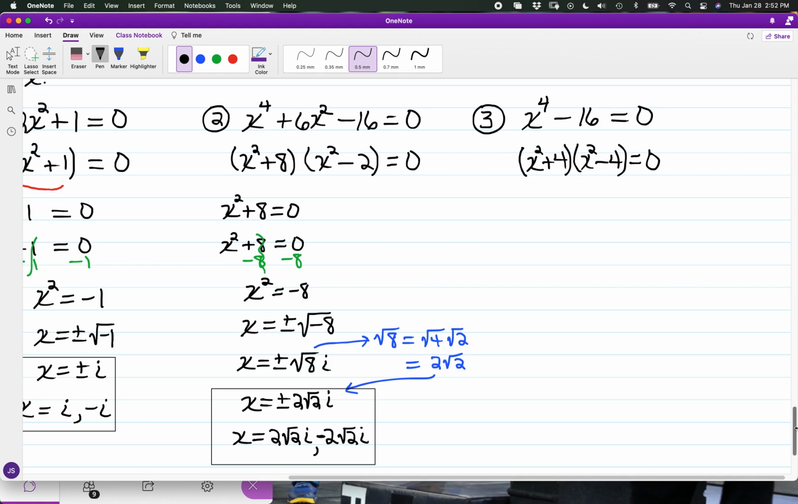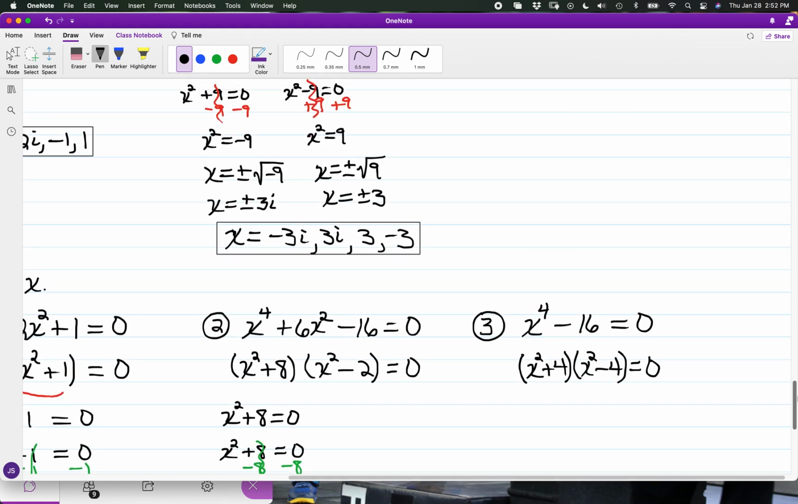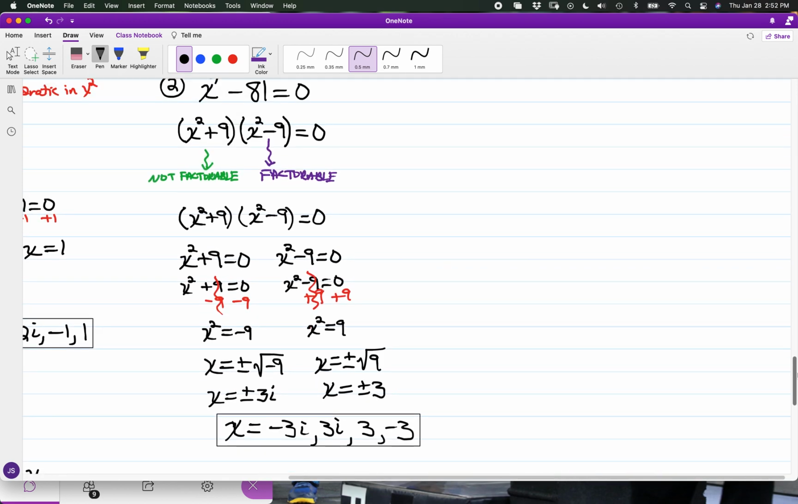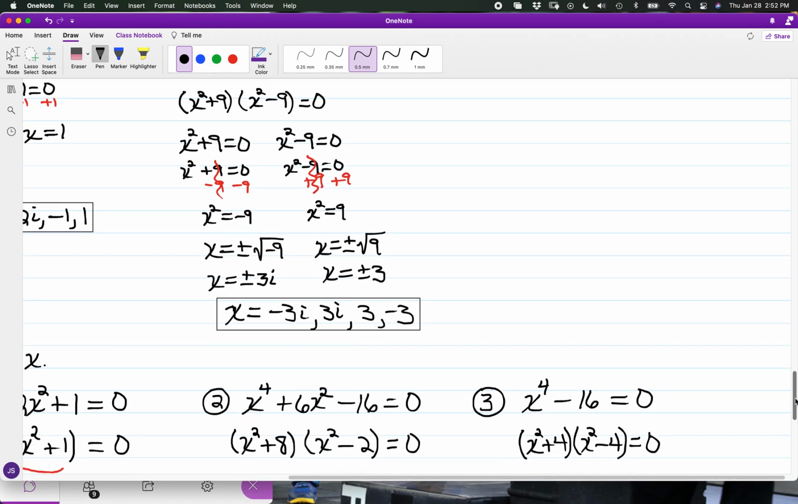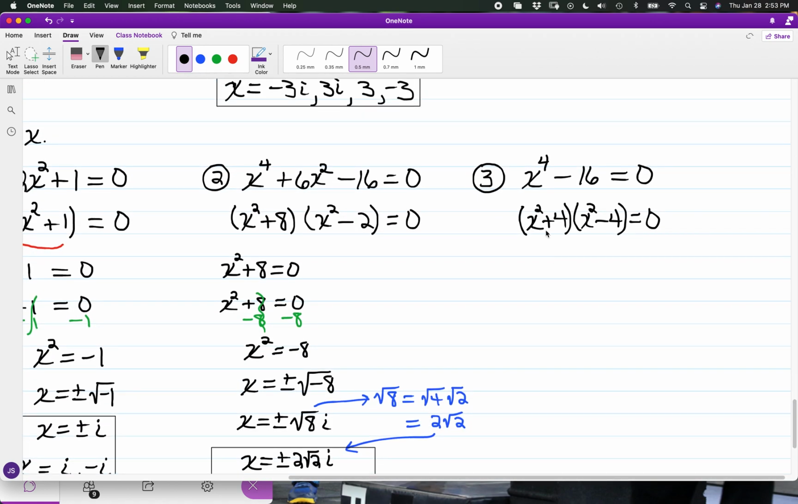Now, from the example before, when I had x squared plus 9 and x squared minus 9, I said x squared plus 9 was not factorable. x squared minus 9 was factorable, but I decided to go ahead and work with the square root property of equality for both. But for what I'm going to do here, x squared plus 4 cannot be factored into real integer coefficients. But for x squared minus 4, I think I'll go ahead and factor this one. So you have x plus 2 and x minus 2.